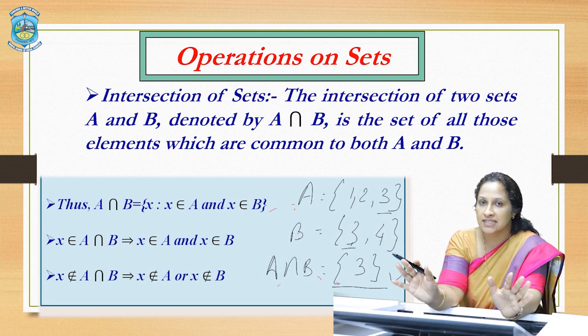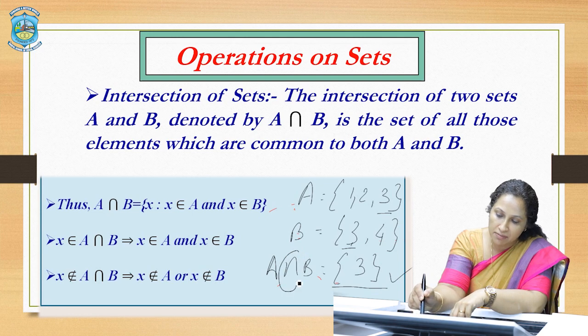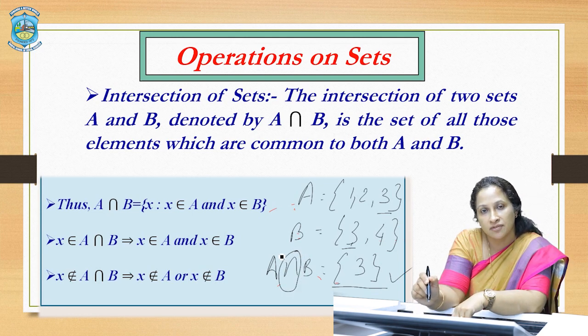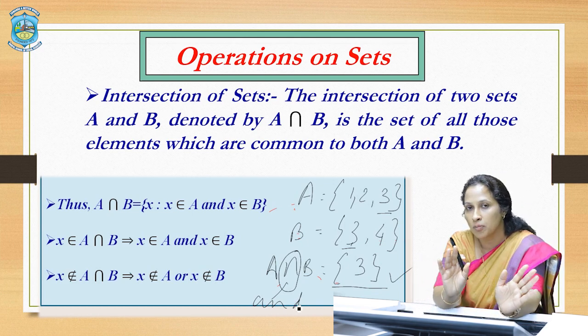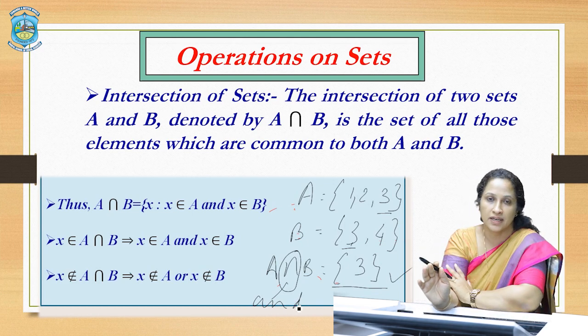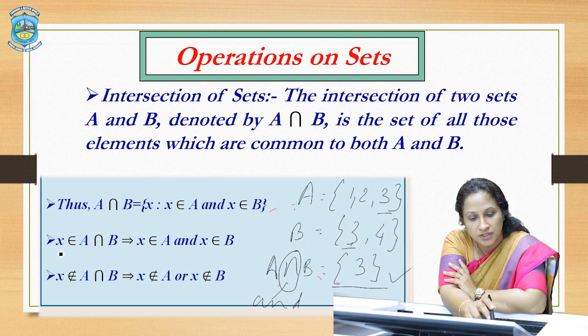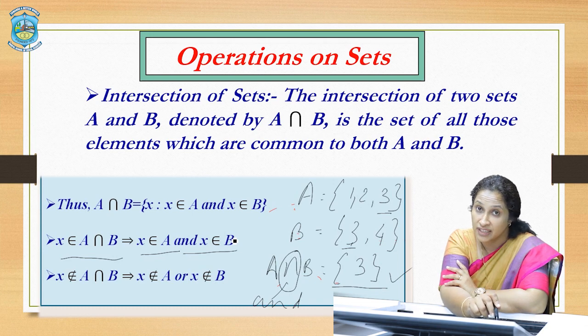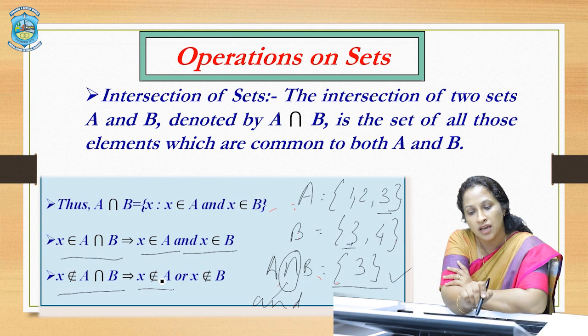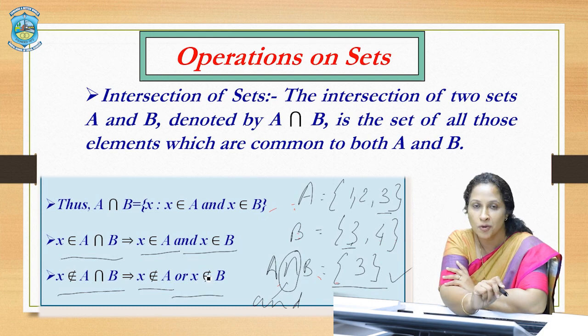So, this is intersection, and please remember the symbol, it is denoted by an inverted U, and this means AND, it has to be common between both A and B. Now, if I denote it by using algebra, X belongs to A intersection B stands for X belongs to A and X belongs to B. And if it does not belong to A intersection B, it means X does not belong to A or X does not belong to B.